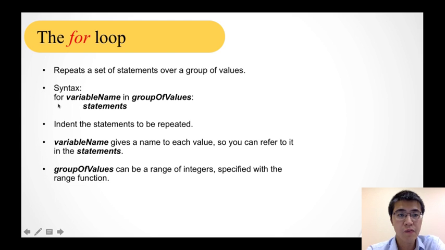You start with the keyword for, and in the first line, you write for variable name in group of values, colon sign, don't forget that. And then in the next line, you write the task you want to do. It can be one single line of task, or it can be multiple lines of task. And here, variable name is a value. You can refer to it in your task, and it will be changed in your task. And group of values is a range of integers. It is specified with the range function.